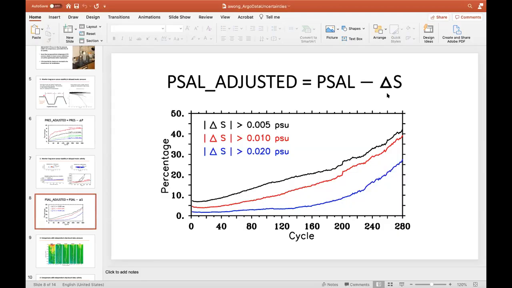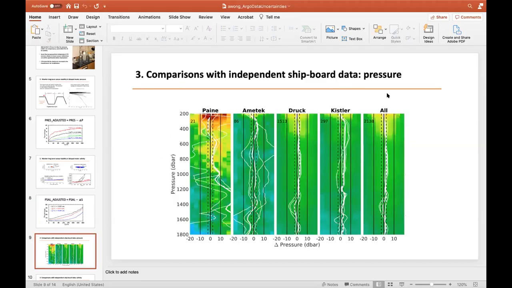Again, at cycle 280, which is around 7 years, let's focus on the red line, which is the percentage of profiles that need salinity adjustment greater than 0.01. At around the 7-year mark, about 40% of Argo profiles will need a salinity adjustment of greater than 0.01. And I'll tell you later on why we focus on this value 0.01, because I want to move on to the third method.